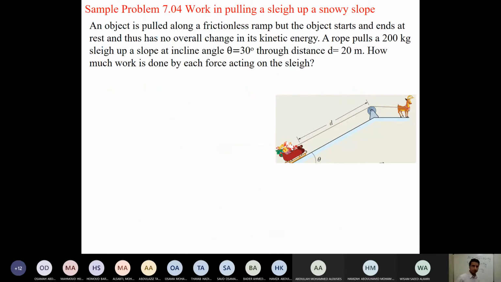Let's do this problem here. An object is pulled along a frictionless rim, but the object starts and ends at rest, and thus has no overall change in its kinetic energy. A rope pulls a 200 kilogram sleigh up a slope at an incline angle of 30 degrees through a distance of 20 meters. How much work is done by each force acting on the sleigh?